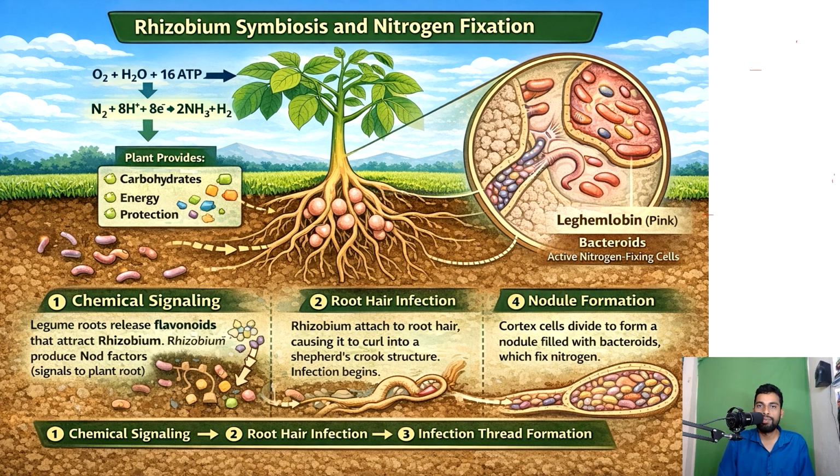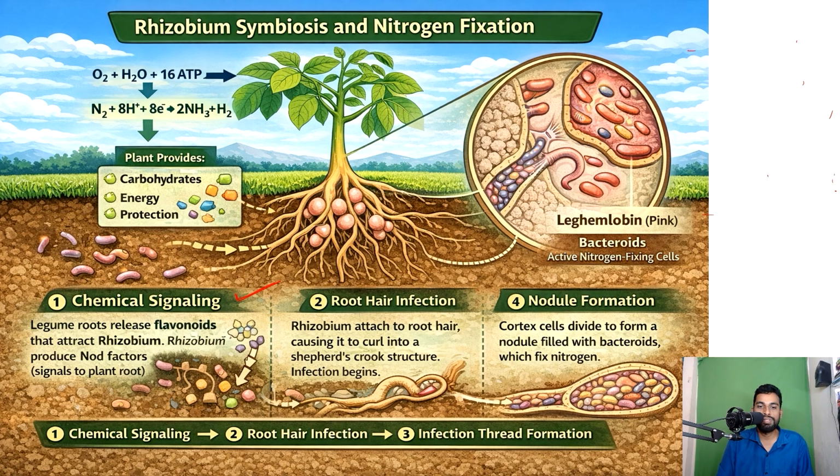What are legume plants? They are peas, beans, groundnut, soya bean, chickpea. Okay, so this nitrogen fixation happens in these legume plants. Now let us see how root nodules occur. That means how nitrogen fixation occurs in plants.